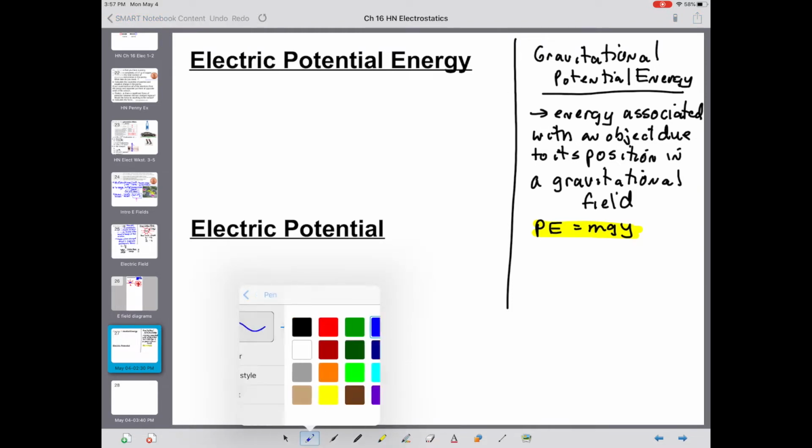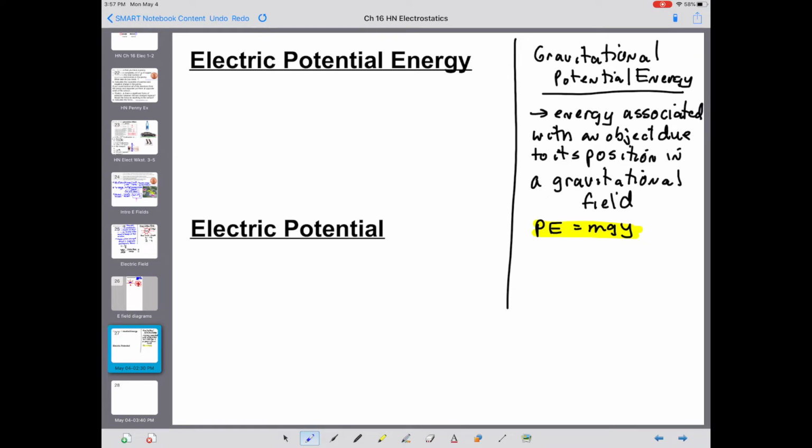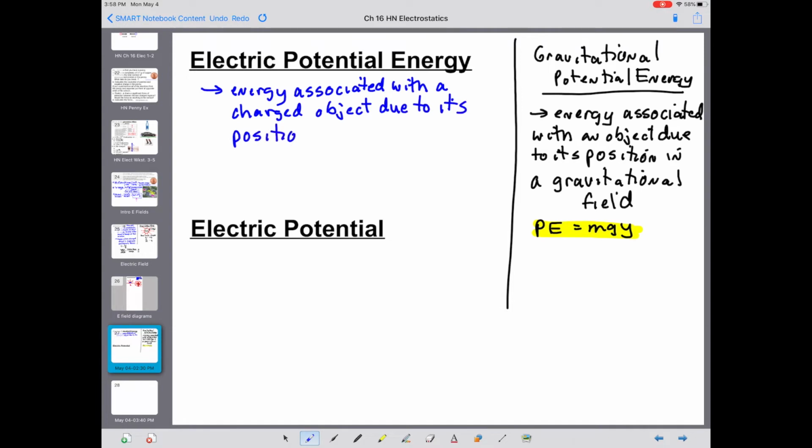Well, electric potential energy is the counterpart, but we're not dealing with objects of mass, we're dealing with objects of charge. So then we would define electric potential energy as the energy associated with an object, specifically a charged object, due to its position in an electric field. So electric potential energy is the same basic idea, it's just a different kind of field.